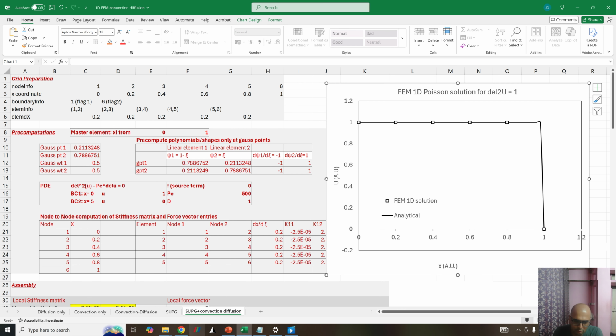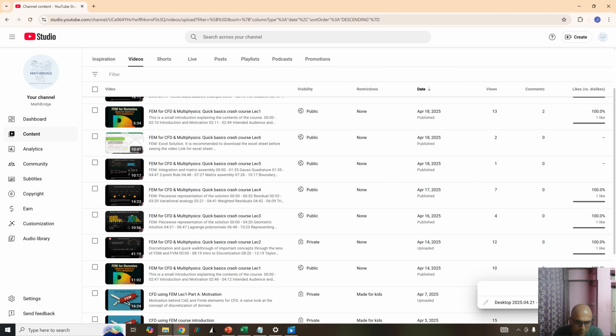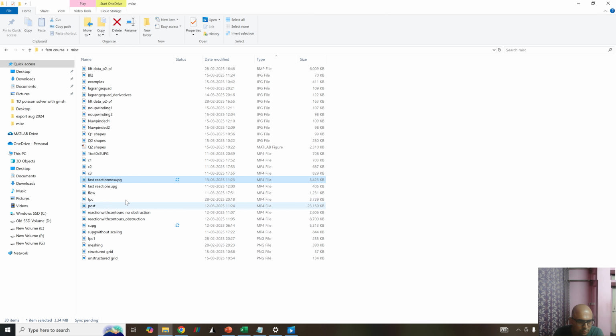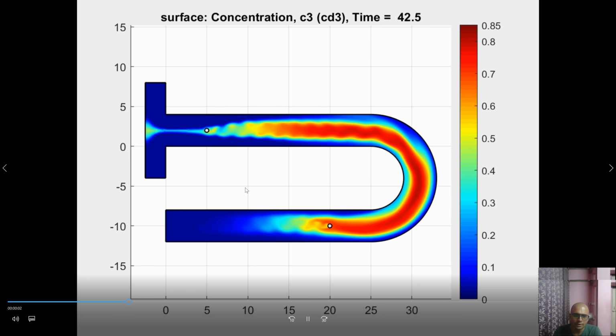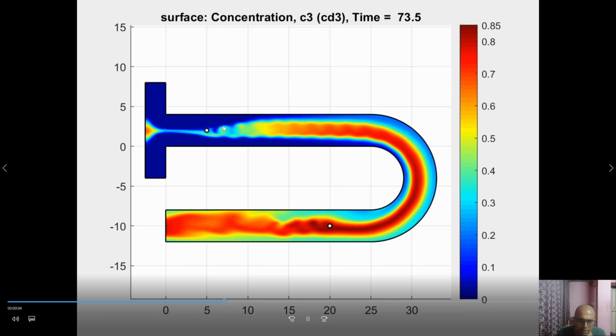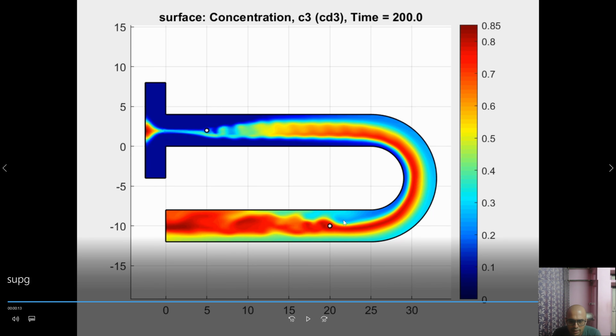Now let's look at the same problem solved with SUPG. So this is the problem, and now you can see in this CFD simulation, though there are strong gradients, there are no oscillations. This is why SUPG is so crucial for CFD simulations, and this is what I wanted to show here.